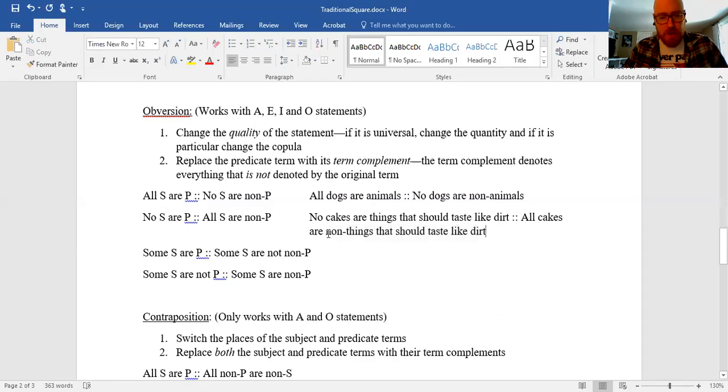Now, so if your predicate term is a descriptive phrase, you can't just throw a non onto the first part of it. Why? Because again, the non is only capturing things. It's not capturing this entire phrase, okay?